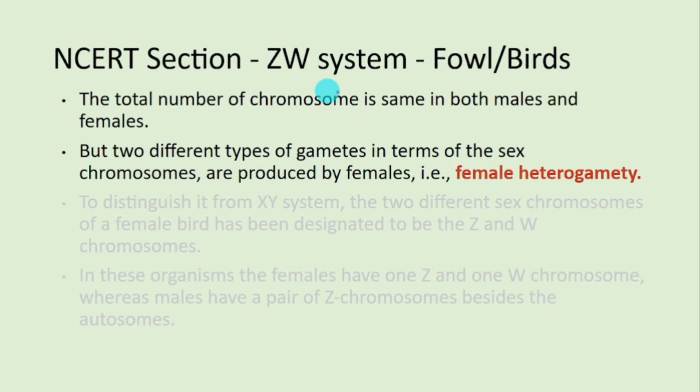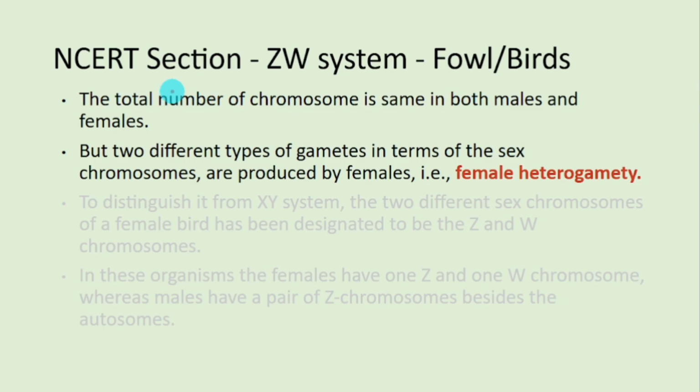Now, the third category of system is the ZW system. This is seen in fowl and birds. Again, the total number of chromosomes is the same in both males and females, but in this case, females will show heterogamety. And just to distinguish it from male heterogamety, this is the reason a totally different set of alphabets are used.